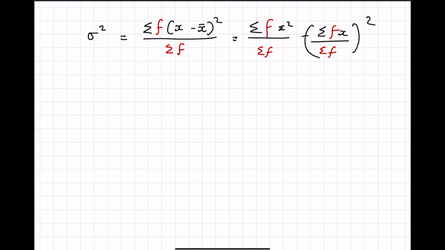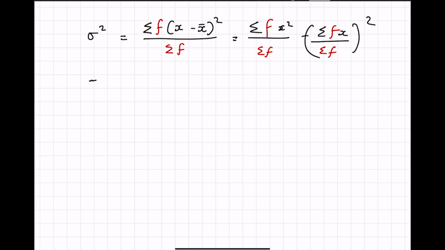So it's pretty much the same equation as before. It's just, instead of n, I've got sum of f, and then I've added a few f's on the top. But that's the equation that you would use for doing the variance in your tables. And then again, the standard deviation is literally just equal to all of that square rooted.